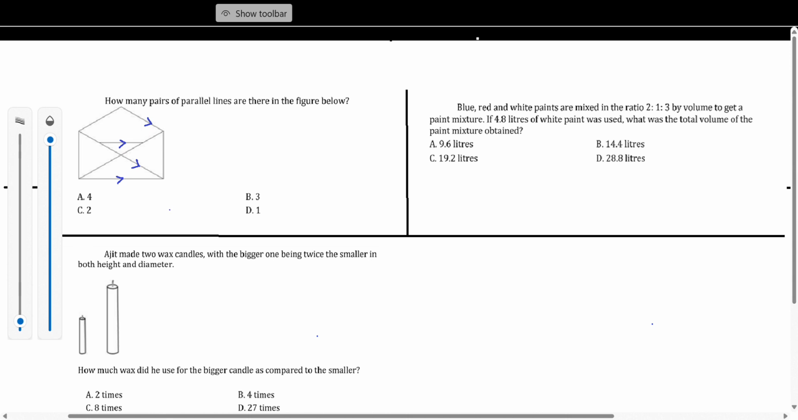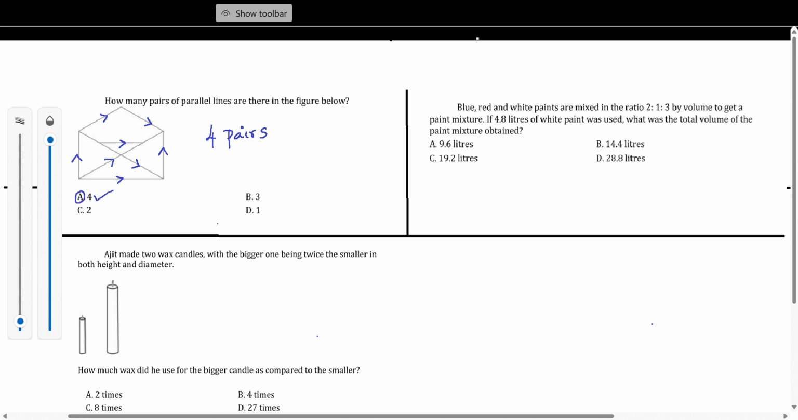Second, same way, this diagonal line and this cover. Third, finally, the sides. So we see 4 pairs we are getting. So that makes the answer option A, 4.